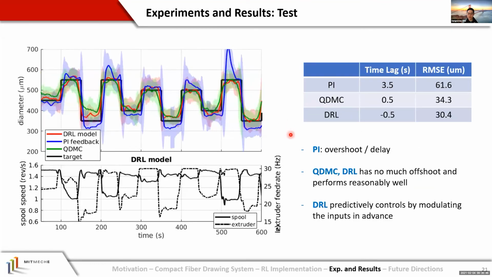And next, we tested on the random step changes. The PI controllers showed some overshoots and delays. In contrast, the QDMC and DRL showed not much overshoot and performed reasonably well. And as I explained earlier, the DRL predictively controls by modulating the inputs in advance.